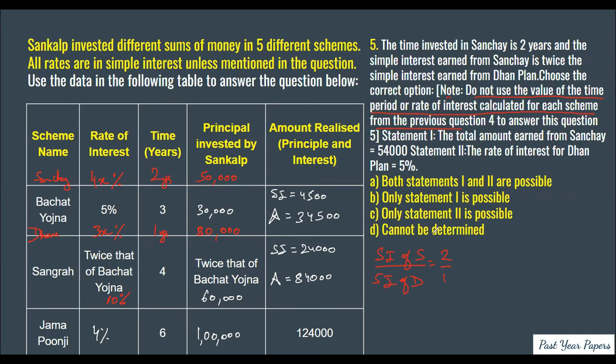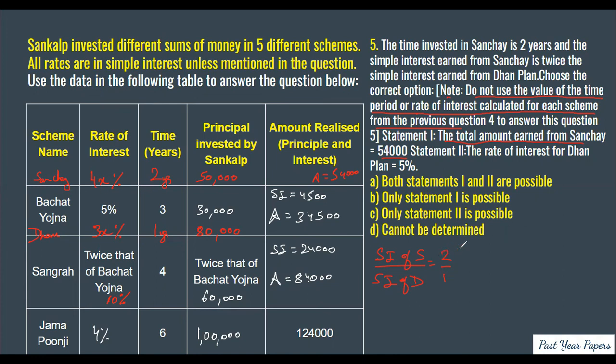Okay, so what do we need to answer? We need to answer how many of the statements are possible. Statement 1 is: the total amount earned from Sanchay is 54,000. Okay, amount is given, 54,000. I'm not writing it down because it is correct, I'm just writing it because it is given here. We'll check whether it is correct or not. Statement 2: the rate of interest for the Dhan plan is 5%. Okay, let's see.